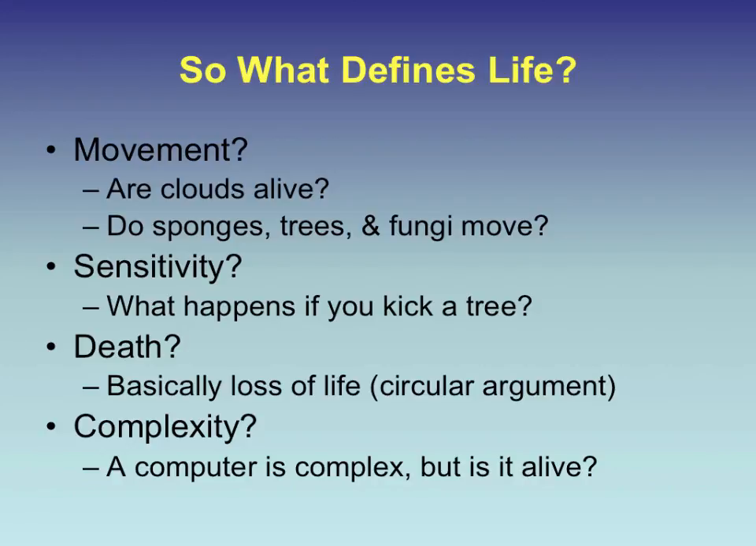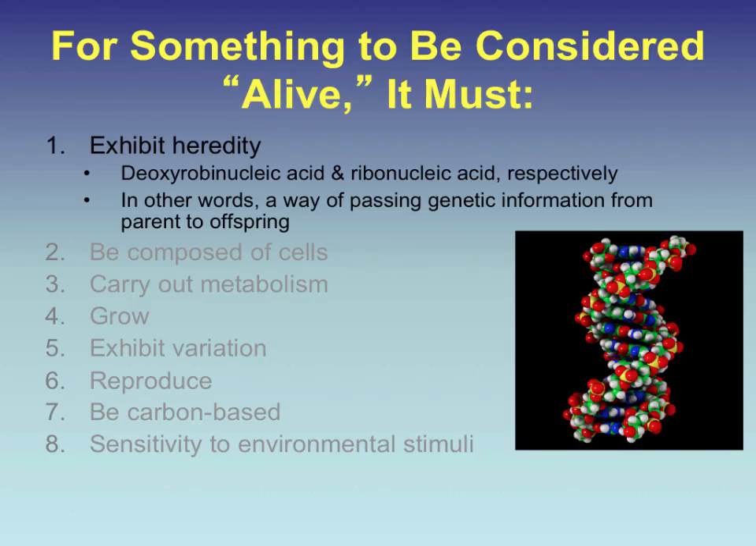Cellularity is maybe a better way to go with that. Living things are made of cells, which makes them complex. That's maybe a little more specific way of looking at things. All right, so movement, sensitivity, death, complexity, those are all characteristics that do not necessarily define a living thing. But now we're going to look at the things that do define life.